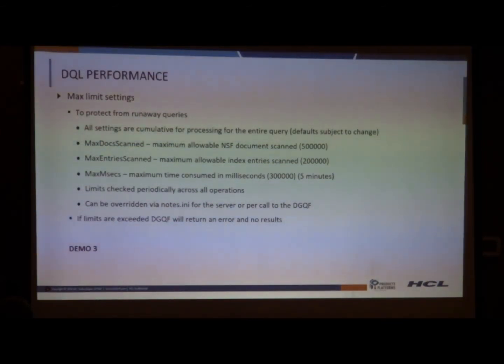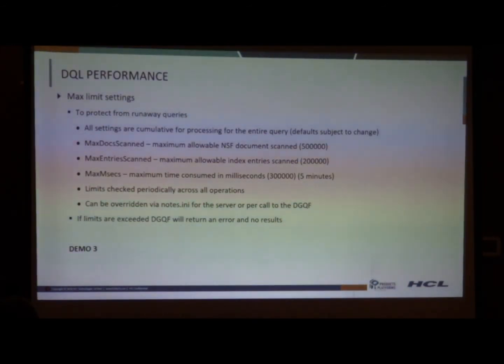The last one is the maximum milliseconds, and we don't check every millisecond, but at certain points we throttle your query and say, okay, you're taking too long. And I'll show you the experiment. Again, limits are checked periodically across all operations. They can be overridden two ways, either with a node city setting for the whole server or per call. All of the DQL calls will have these limits settable.